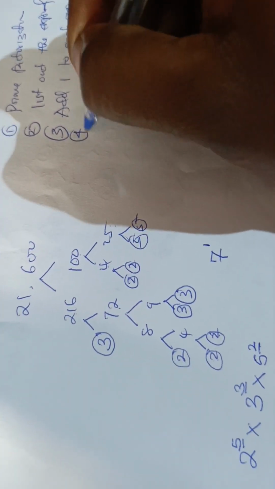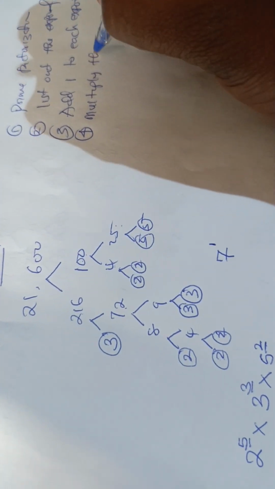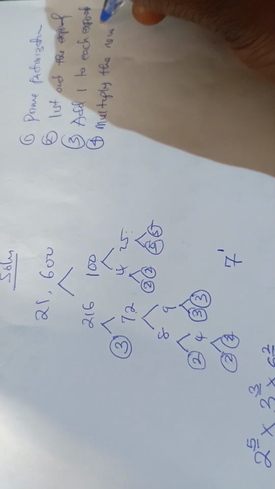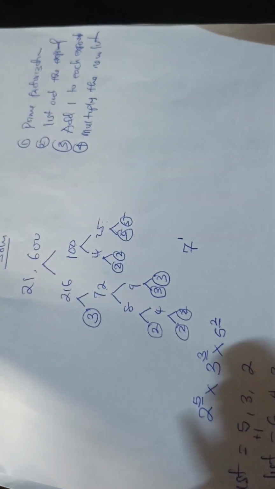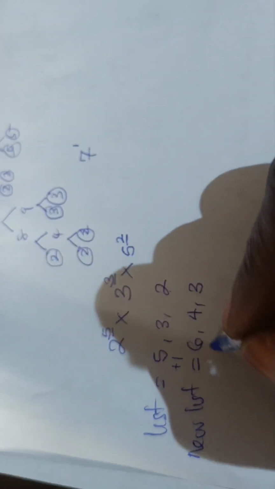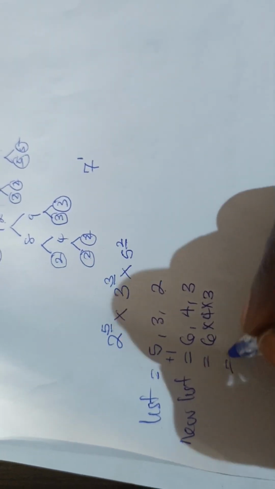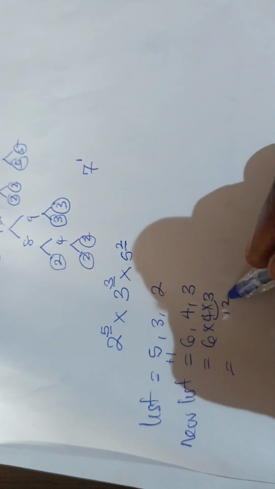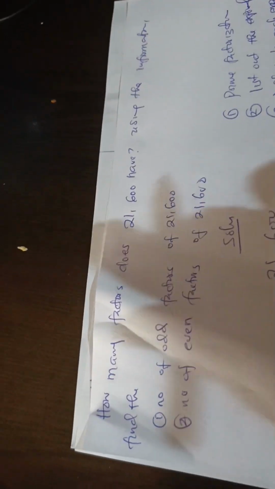And the final step says multiply the new list. So these are the 4 steps you take in finding all the factors of a number. So this is 6 times 4 times 3. Let's go with the smaller numbers: 6 times 4 is 24, and 12 times this will now give us 72. So if, for instance, okay, that's the first question.